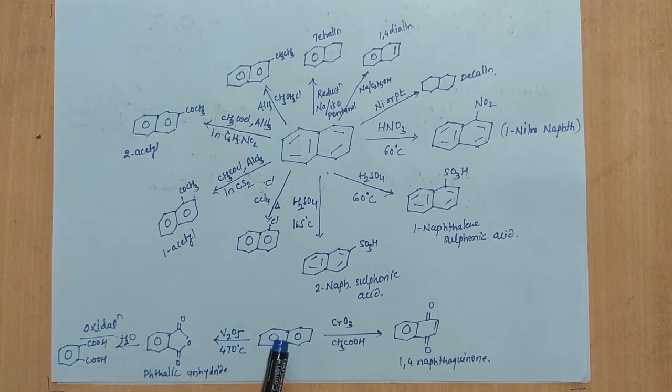Okay, what will we get? Phthalic anhydride, which has synthetic uses. Okay, this phthalic anhydride, when it is reacted with water, you will get phthalic acid. Okay, so these are in short the reactions of naphthalene.